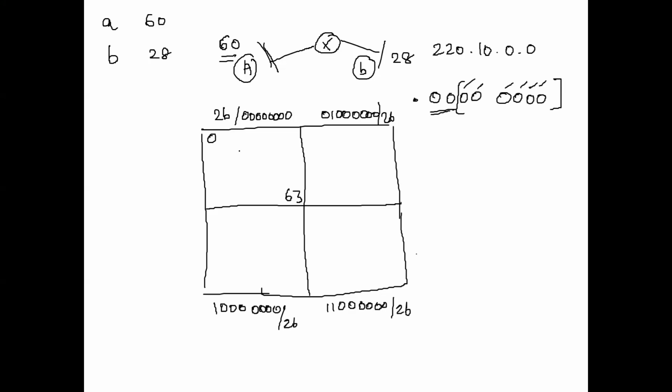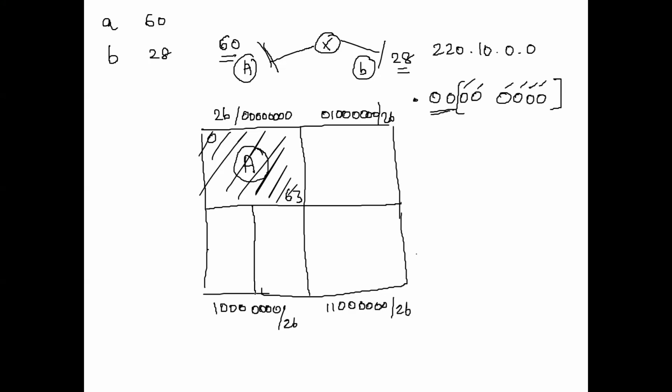Obviously, I need 60 hosts for A, so I would like to assign this full block to A. Next requirement is 28. I need only 28. Even though I have 60 here, I need only 28. So I wish to split it into half. Let me put this into a half.